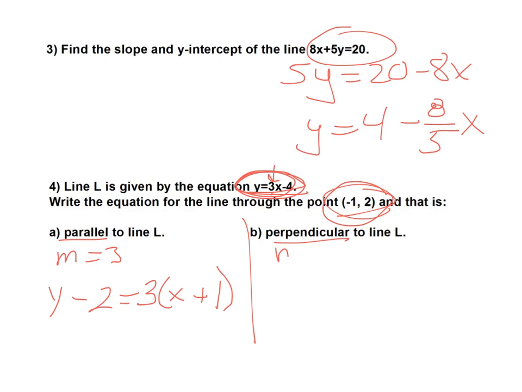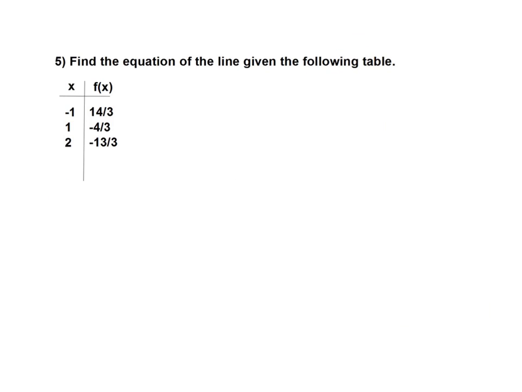So perpendicular, instead of having a slope of 3, now it has to have the opposite reciprocal slope. All right? So put it in point slope form. Okay, we found the slope. We still need to put it in an equation. y minus 2, y minus y1 equals slope times x minus x1. And there you have it. No need to change it to y equals mx plus b unless they tell you to.